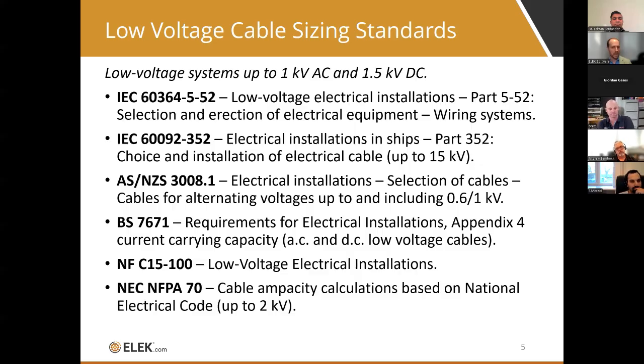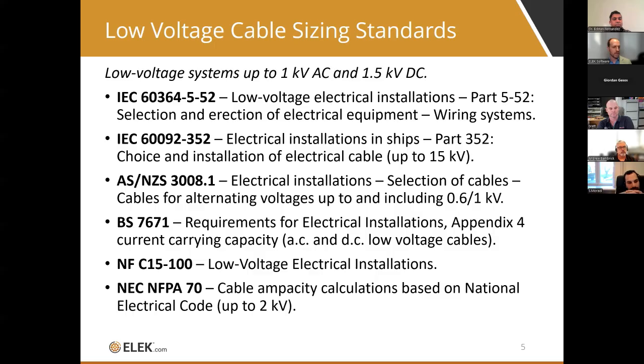60364-5-52. That's the International Cable Sizing Standard. It's structured very similarly to AS/NZS 3008. It has a bunch of tables, derating factors. The method is fundamentally the same. So current capacity, voltage drop, short circuit ratings.